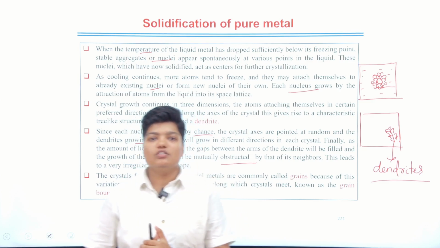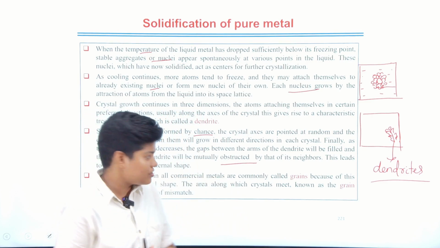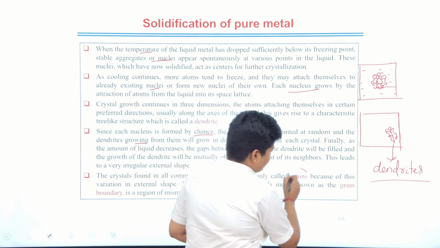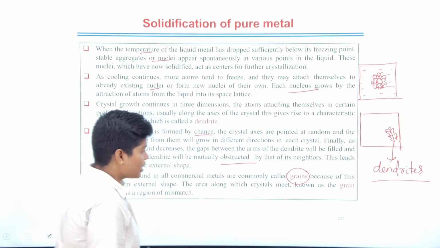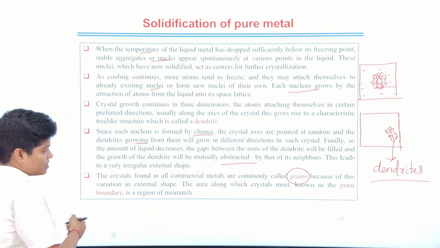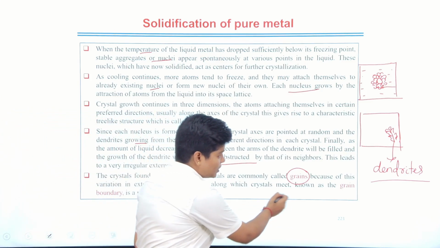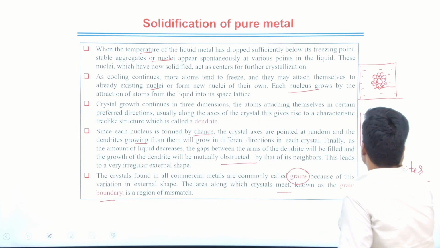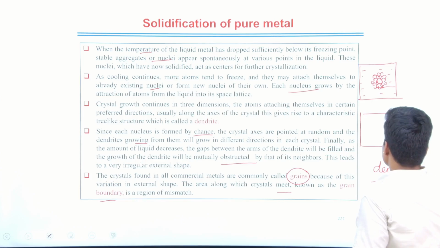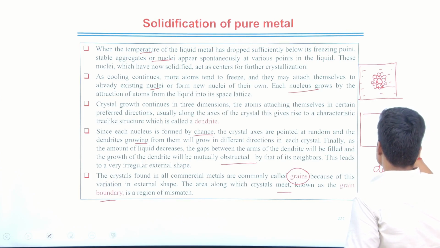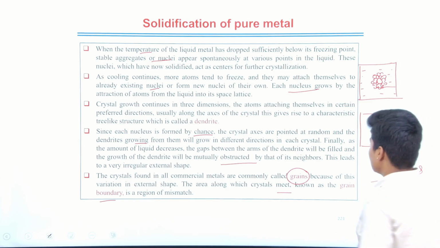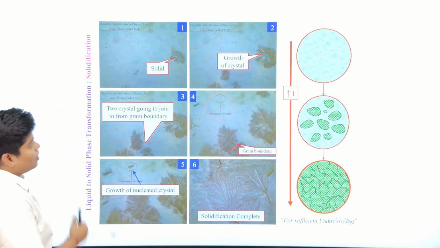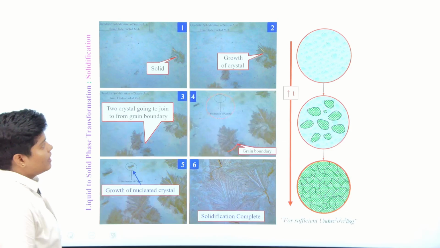So we are getting different external shapes of the solids, and these crystals found in commercial metal are known as grains. Okay, and because of the variation in the external shape, the area along which the crystals meet is known as the grain boundary, meaning this portion. If we are talking about these dendrites, the outside is known as the grain boundary. So in the next slide, we'll better understand what I am talking about.